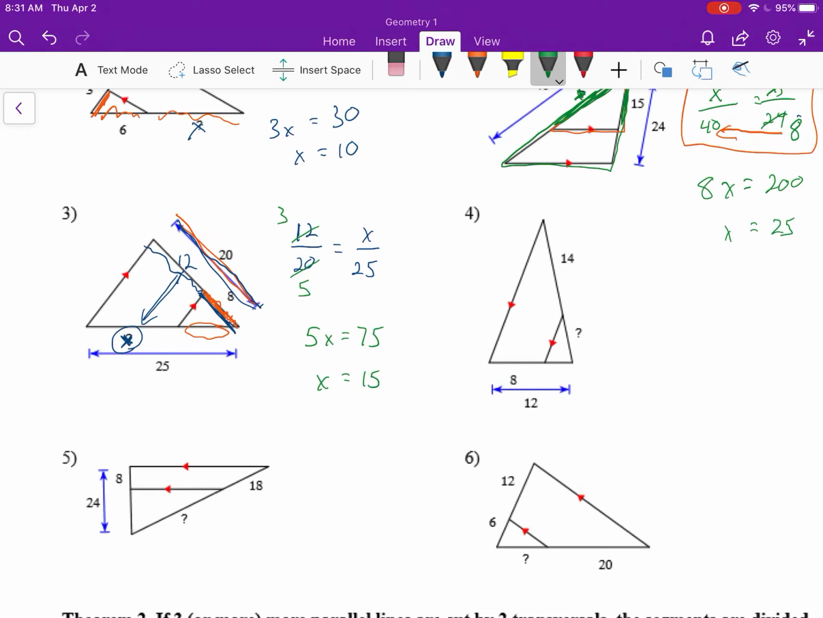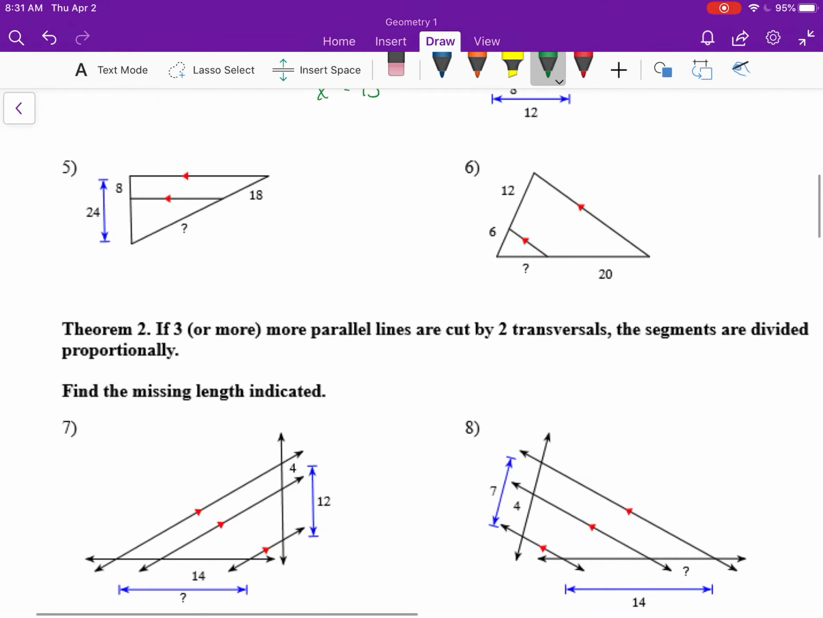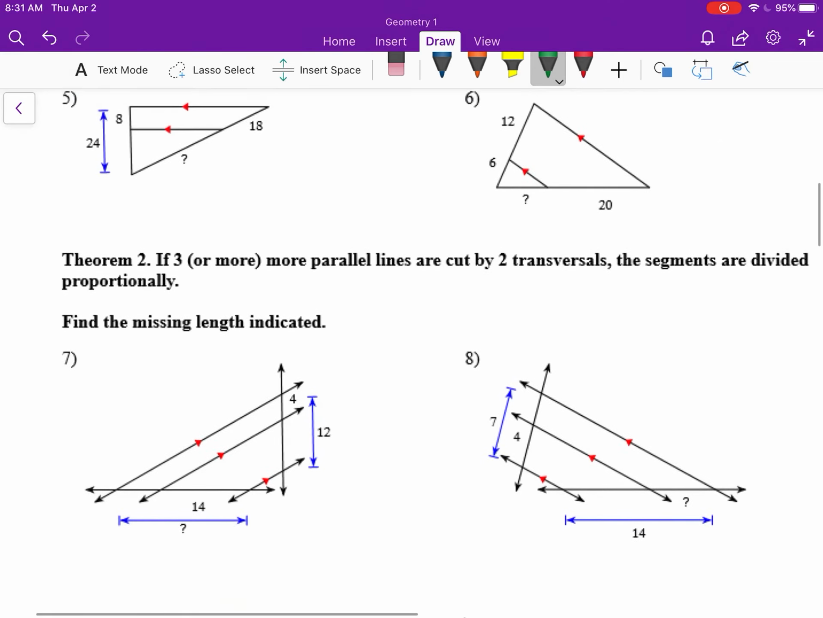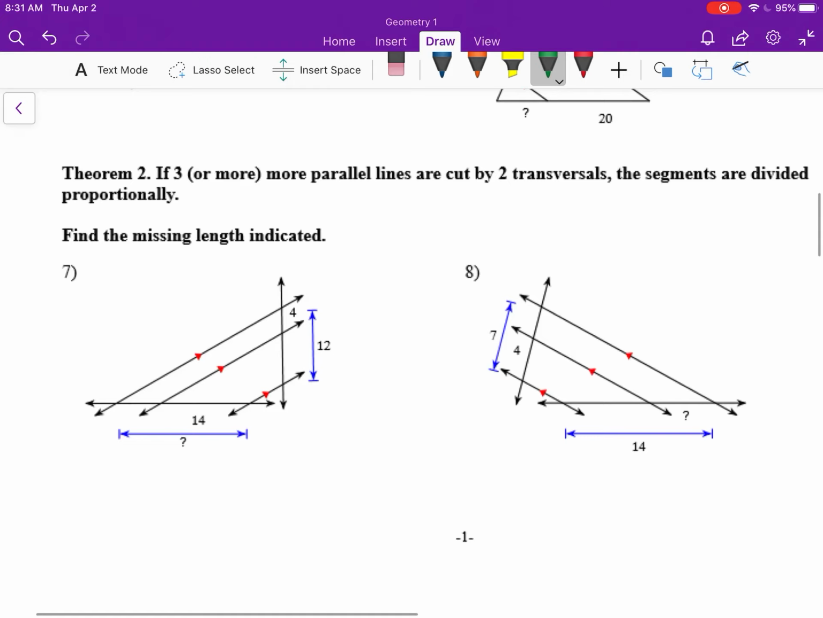So you can use those ideas to help you with 4, 5, and 6. The next part really is the same idea, except these triangles really aren't finished off. So if we drew this, we have triangles, and now we still have the same idea as before, that we're going to have some proportional parts.